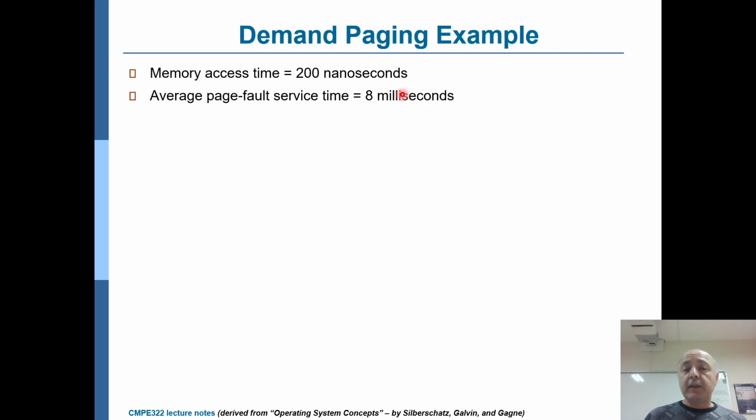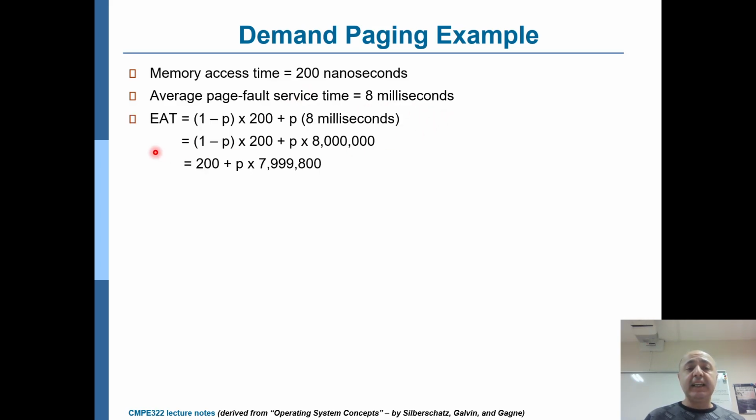So assuming that the memory access time is, let's say, 200 nanoseconds, and average page fault service time is 8 milliseconds, then the expected effective access time would be 200 plus p times almost 8 million, for 8 milliseconds.